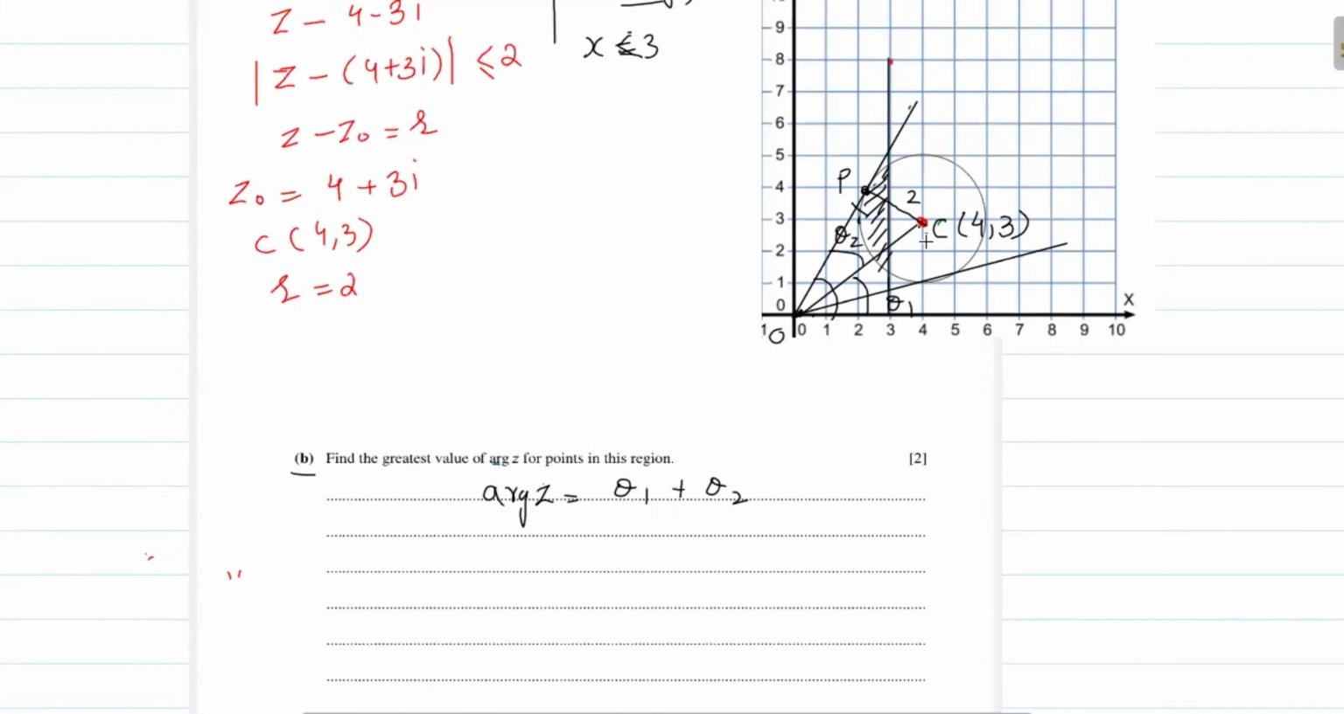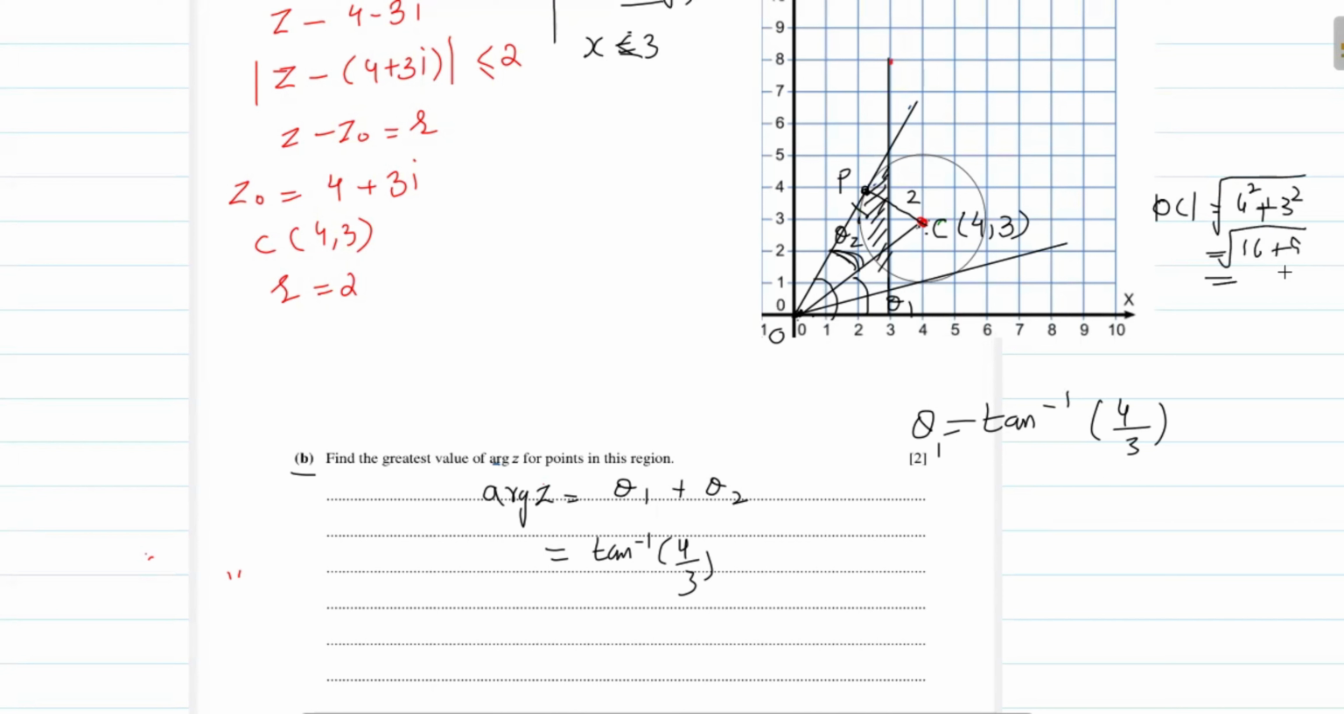You see here, this theta 1 is equal to tan inverse 4/3, because the height is 4 and the horizontal length is 3. Therefore, we write tan inverse 4/3. Now this angle theta 2 we can find. If we calculate the OC length, you see here OC length will be equal to square root of 4 squared plus 3 squared, that will be equal to square root of 16 plus 9, square root of 25. The square root of 25 is 5. Therefore, this length is 5.